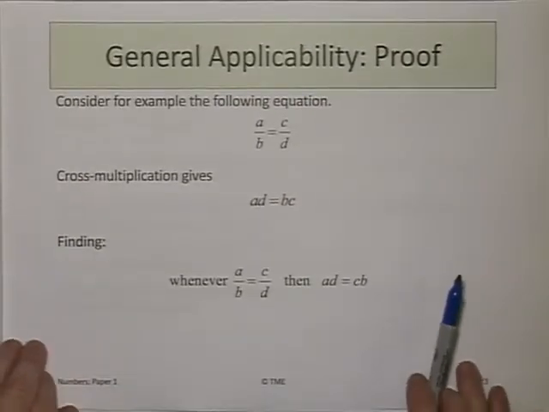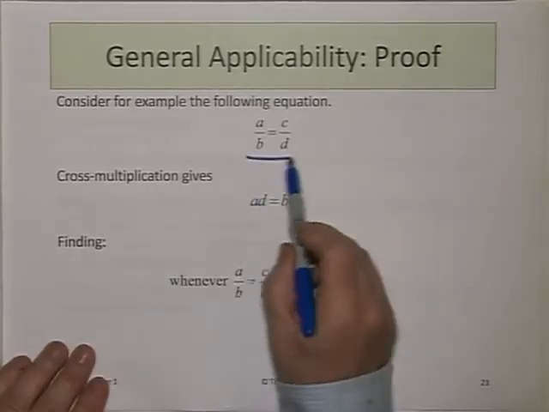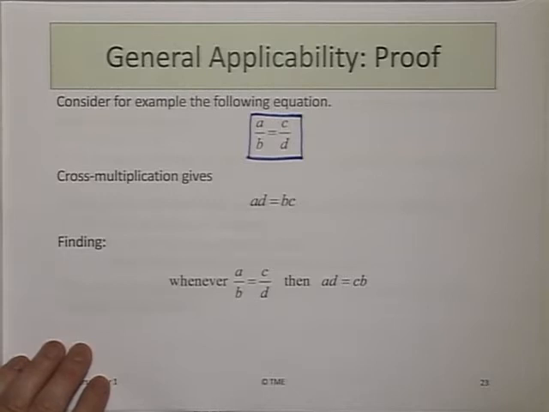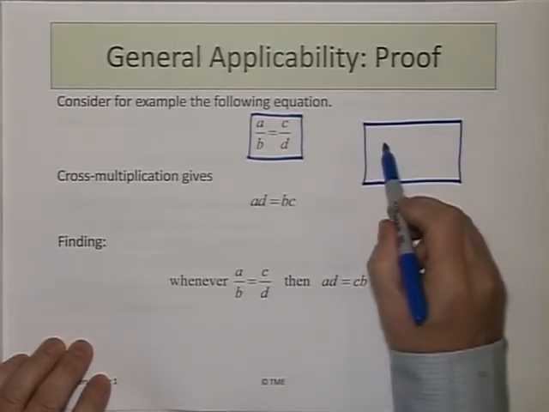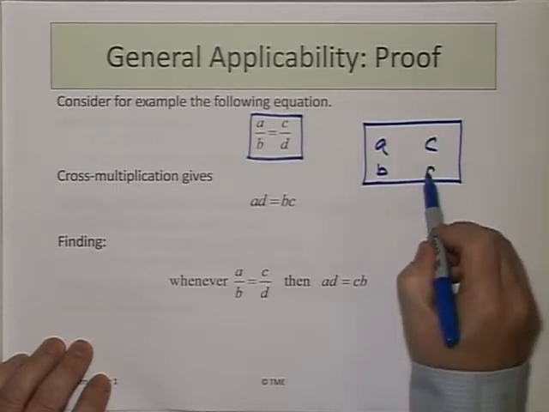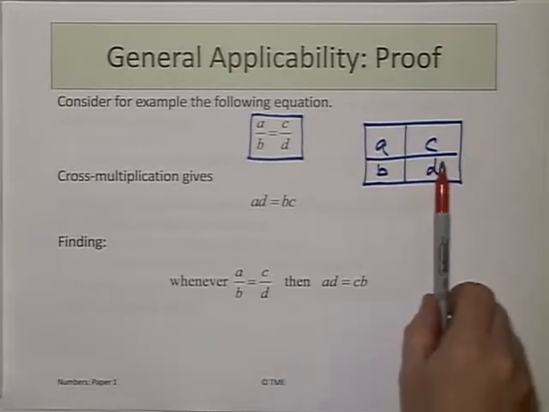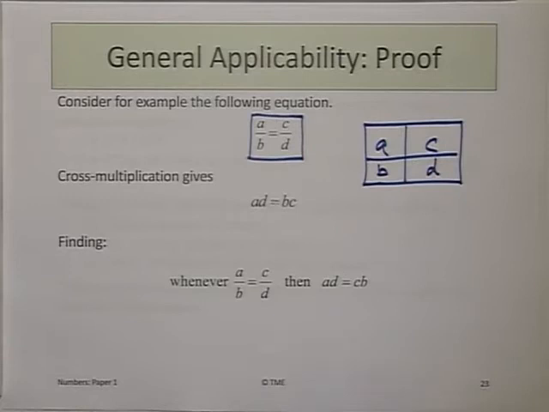Let's see if this is generally the case. They were just 4 numbers. Let's do it for algebra. A over B is C over D. We could draw those in a box if we wanted: A, B, C, D. And we could say A is to C as B is to D, A is to B as C is to D.